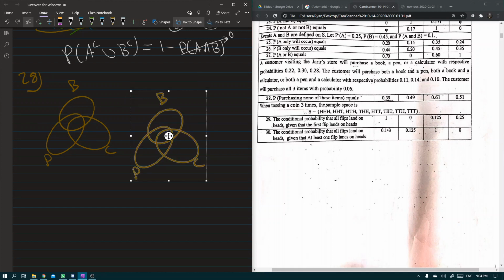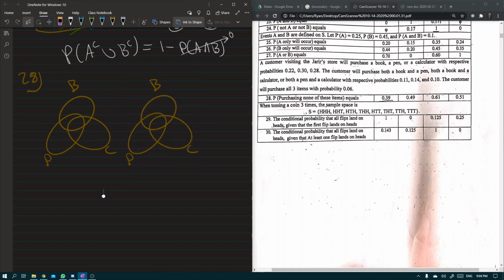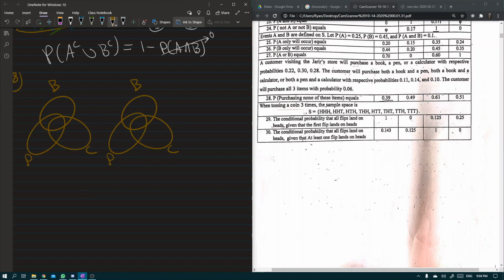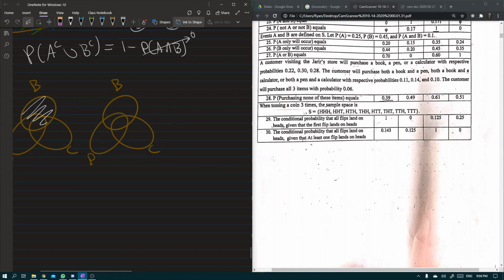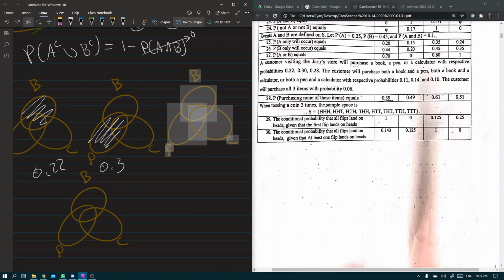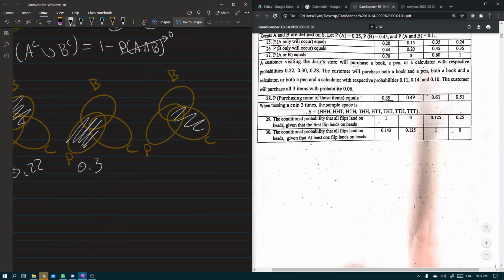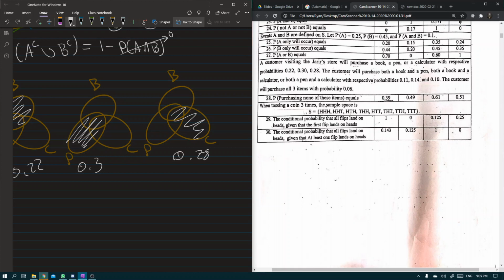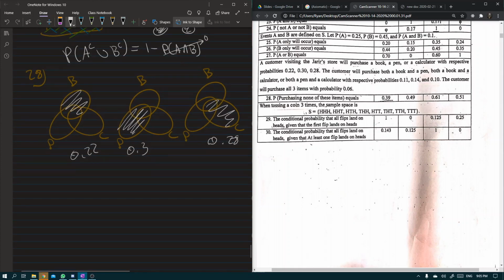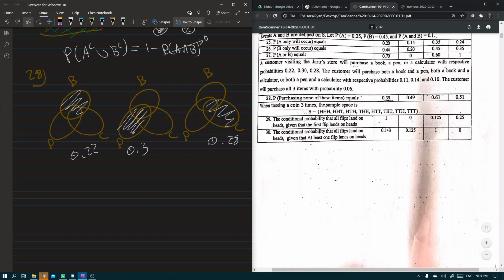This is, I mean, 0.25, 0.22. Book is 0.22. Pen is 0.3. And calculator is 0.28. Okay, customer will purchase both a book and pen, both a book and calculator.